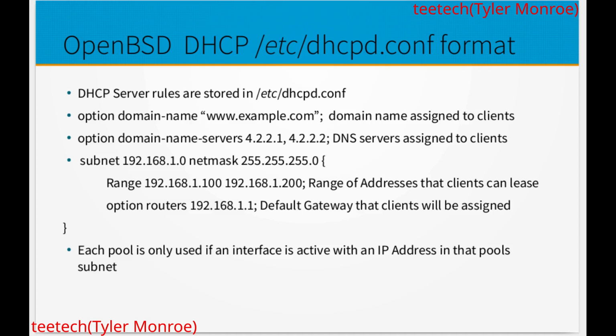Another important thing to remember, each pool in this is only used if an interface is active with an IP address in that pool's subnet. So, in other words, this will not serve lease IP addresses from this pool if there's no active interface that is assigned an address that's in 192.168.10.0/24. So you have to have an interface in the subnets you specify in your pools.